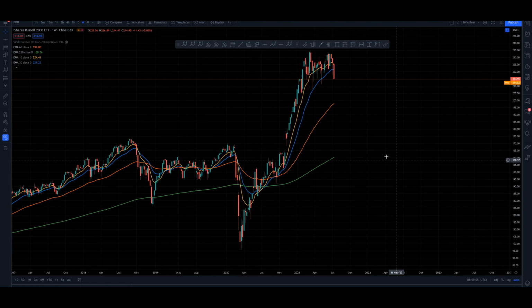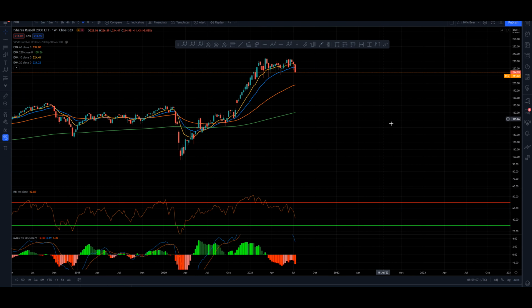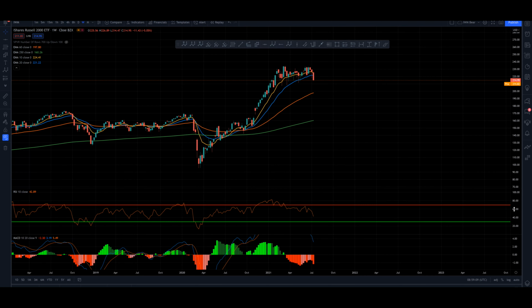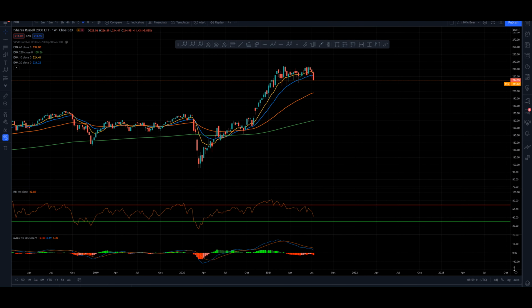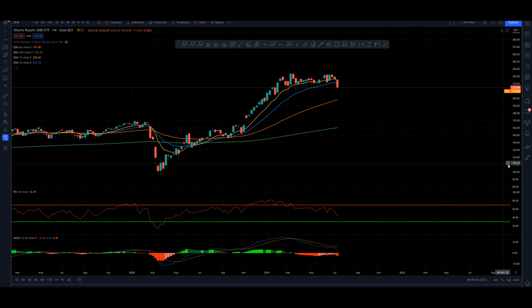Auto the chart. We're going to bring up our indicators. We have an RSI set to a 10 close with a green 30 level representing oversold and a red 70 level representing overbought. We have a MACD with a 10 for the short term moving average, in blue, and 20 for the long term moving average in orange. So what can we see here?